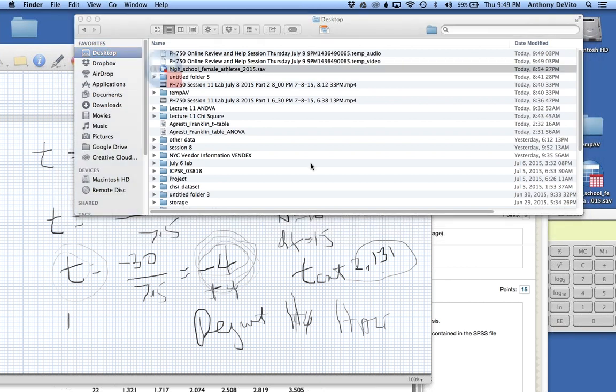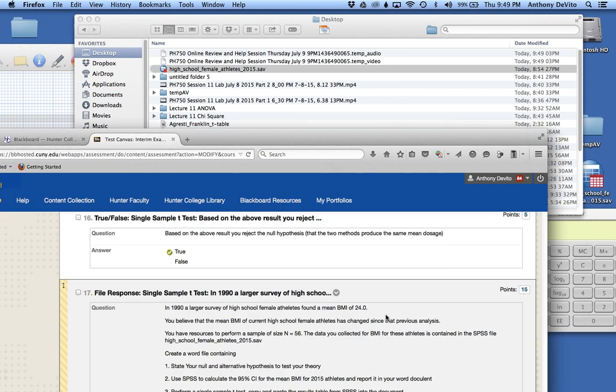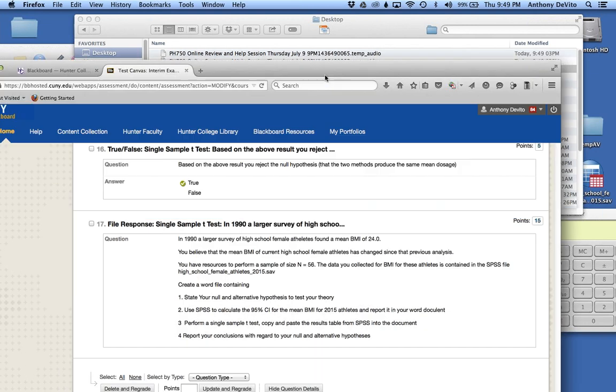Here it is, high school female athletes. And the question we asked was, in 1990, a large survey of high school female athletes found a BMI of 24. You believe that the BMI of current high school female athletes has changed. You have resources to form a sample of 56. And notice I said a large survey of high school female athletes. The reason is that I want to give you a justification for calling this the mean of the population of high school female athletes. In other words, a survey of all female athletes.